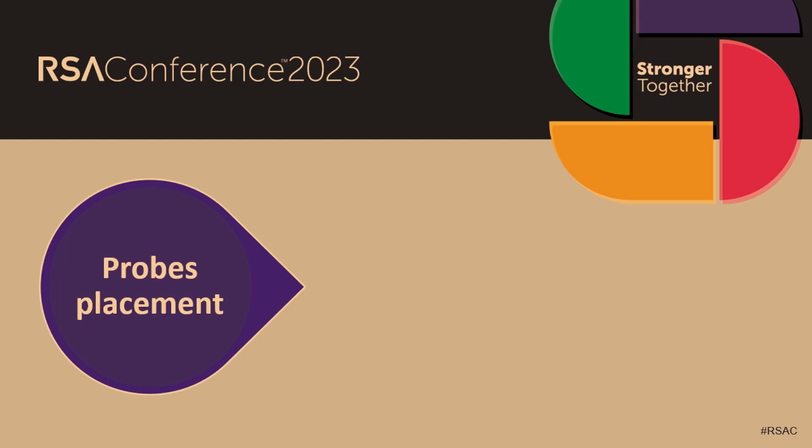Okay, so we've seen how we can load it. Now we're going to place some probes. This is the most important part of the eBPF rootkit. As Idan mentioned on eBPF kernel rootkits, this is where the magic happens. This is where the rootkit technique really comes into play.